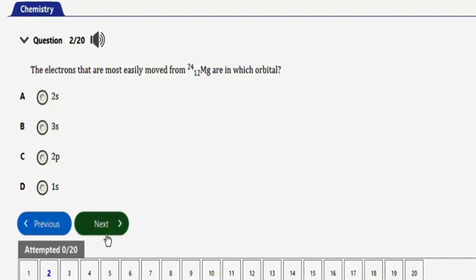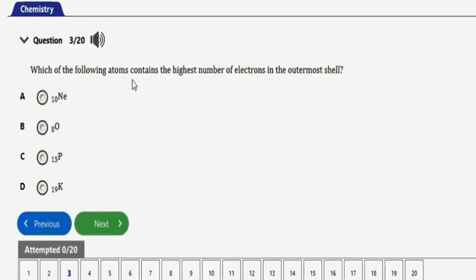Next the question, this one, it says which of the following atoms contain the highest number of electrons in the atom's shell? So it will be neon atom. So potassium is in group 1, so it has 1 electron in the atomic shell. This phosphorus has 5, this oxygen has 6, and this neon has 8 in the atomic shell. So the right option is option A.